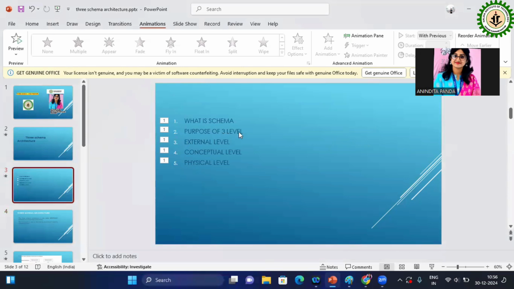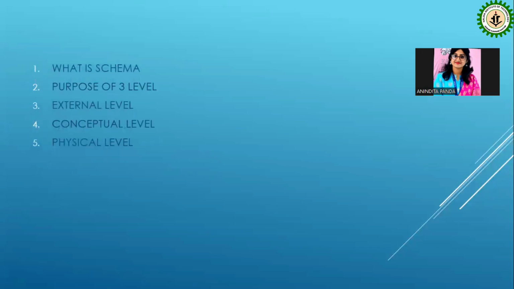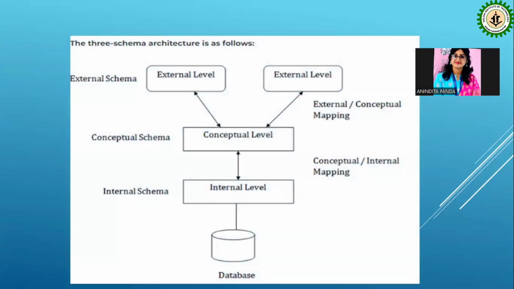And the next point was the purpose of three-level architecture. Basically, first we need to look at this picture here. This is the three schema architecture image. In three schema architecture, there are three levels. First one is external schema, second one is conceptual schema, and third and last one is internal schema. All those have different names. We will discuss it later, but first of all, our question is why these three levels.